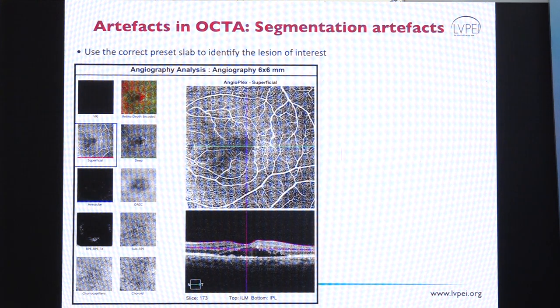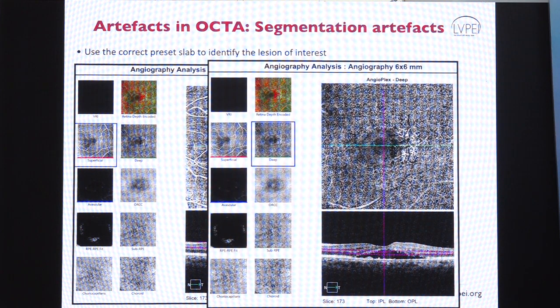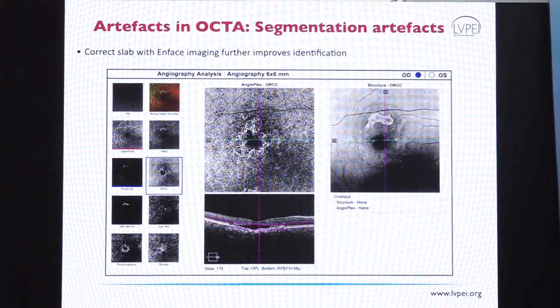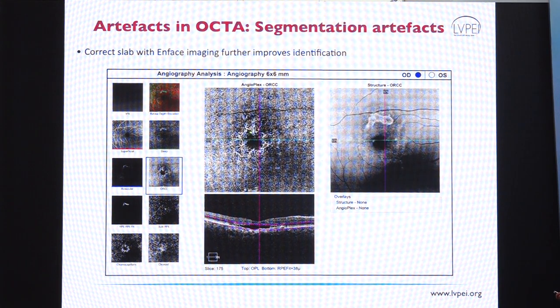Another example to show how a segmentation artifact can trouble you. This is a 6x6 angiography scan from the Cirrus 6000. If you look at the segmentation which has gone from here, this looks like a network which is sitting at the level of the deep plexus here. You go further down, I have segmented this area. There's a big network here. But the en face made me suspect there is something different here which is separate from the rest of the disease area. So on en face, I could see some entity in the superficial part.